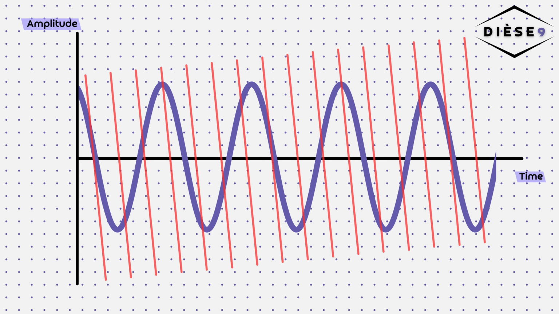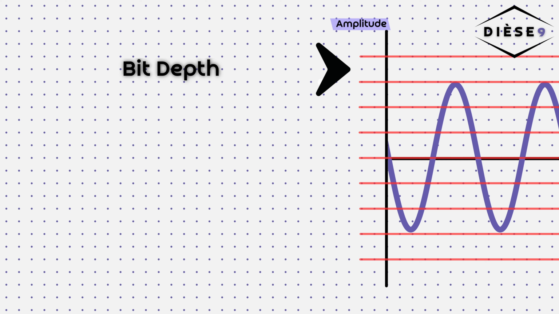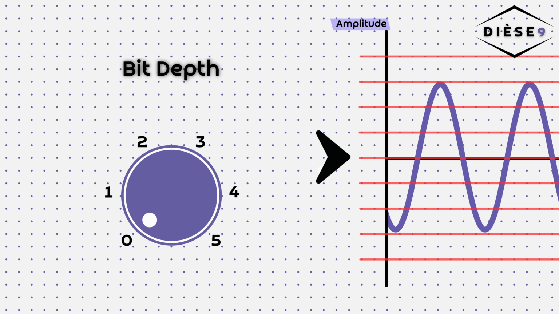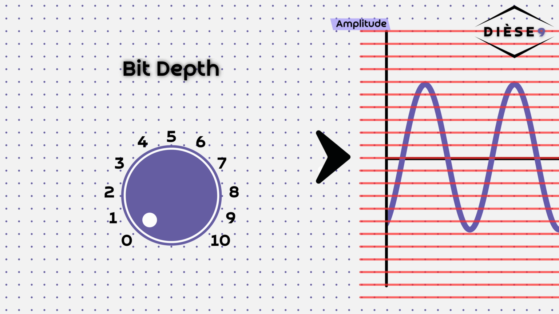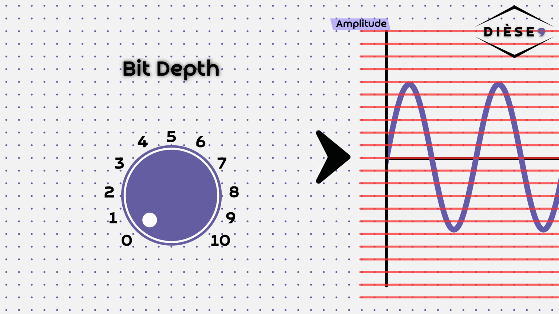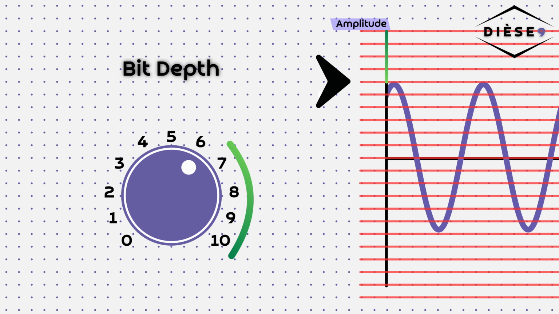Next, we have bit depth. This determines the amplitude resolution available for each sample, or how accurately we can measure the amplitude at each sample. Think of it as the number of steps available on a volume scale. A higher bit depth means a wider range of those steps, allowing us to capture smoother transitions from the quietest whisper to the loudest explosion, while simultaneously providing more headroom in the recording.